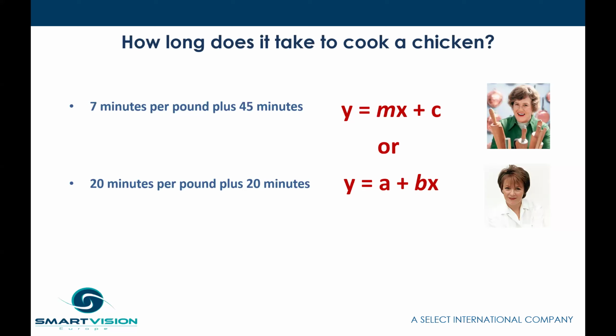And because it's just a straight line, we would use the equation for a straight line, which, depending on whether or not you're a mathematician or a statistician, is either y equals mx plus c or y equals a plus bx. Now, the letter on its own here, the plus c, is the plus 45 minutes, and the a here is the plus 20 minutes. And the per pound bit, that's the coefficient, that's the m here, or the 20 minutes per, that's the b here, and the x is the actual weight of the chicken.